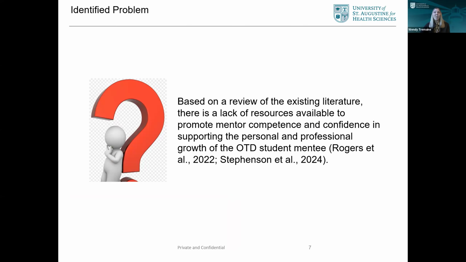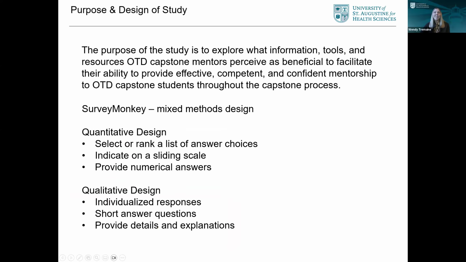After reviewing the existing literature, we identified the problem that there is a lack of structured resources available to promote mentor competence and confidence in supporting the personal and professional growth of the OTD student mentee. The purpose of our study is to explore what information, tools, and resources the capstone mentors perceive as beneficial to facilitate their ability to provide effective, competent, and confident mentorship to occupational therapy clinical doctoral capstone students throughout the capstone process.